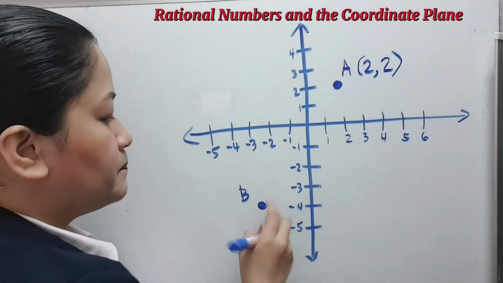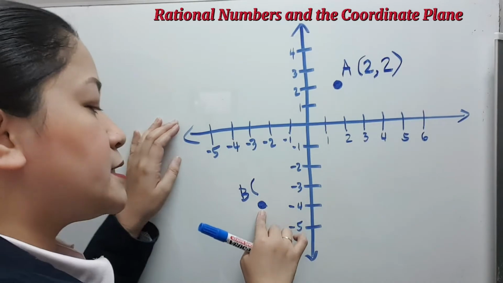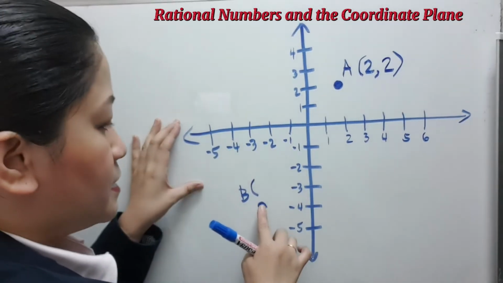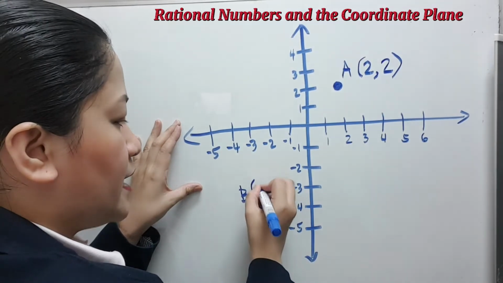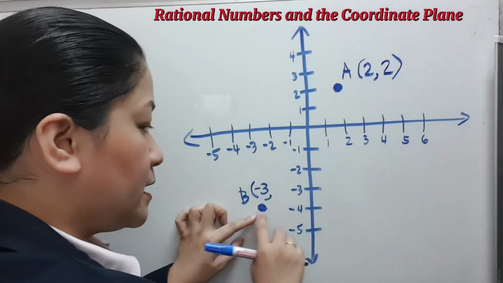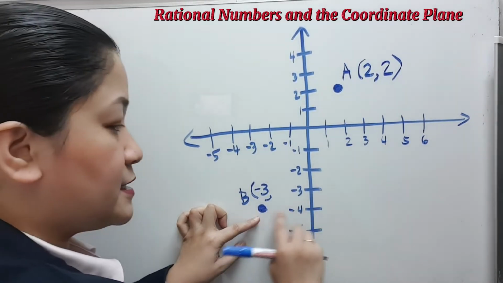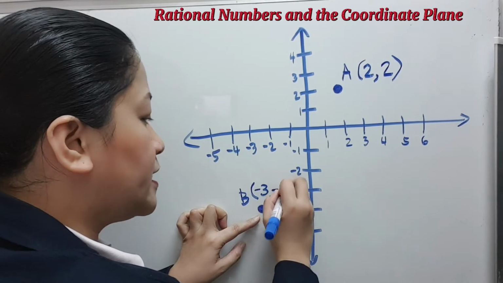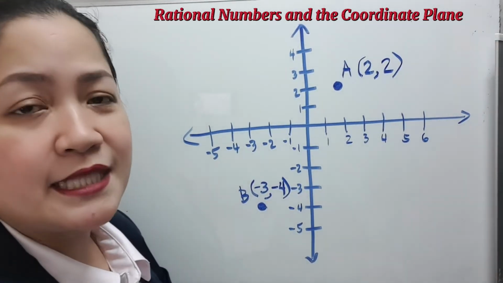Now let us have point B. Again, look first at the x-axis. Where is this point opposite? So that is opposite negative 3. So that means the x-coordinate is negative 3. How about the y-coordinate? So it is opposite negative 4 in the y-axis. So the y-coordinate is negative 4. So that is how you plot points in the number line.